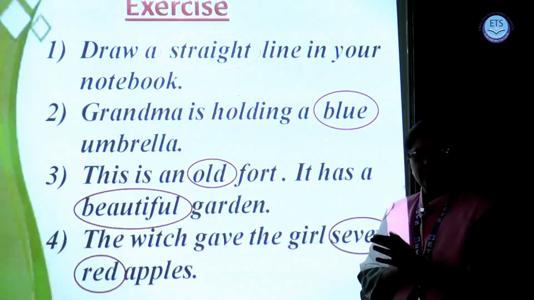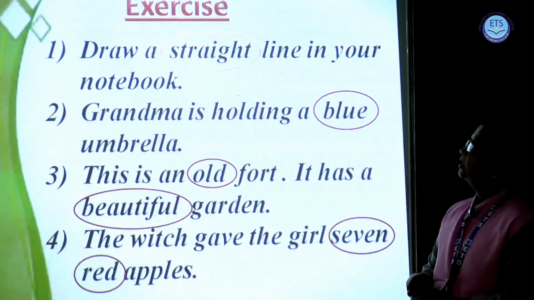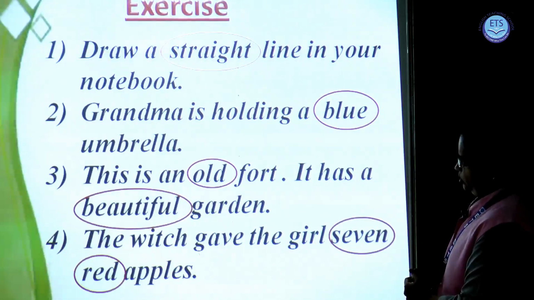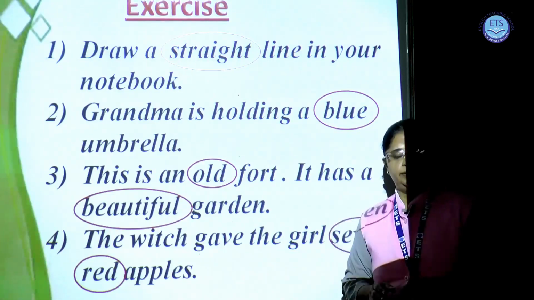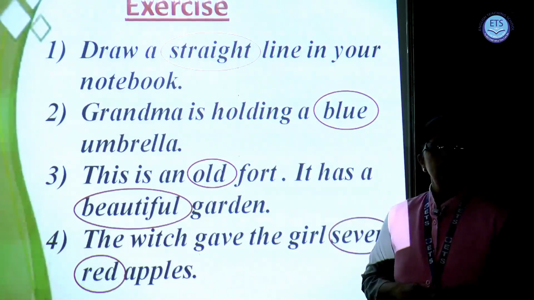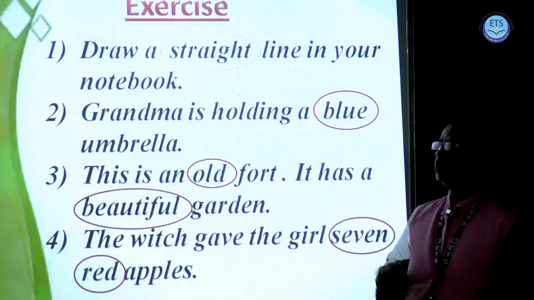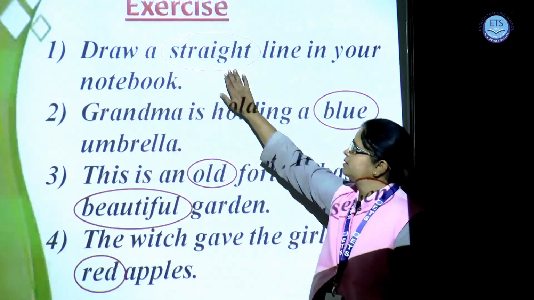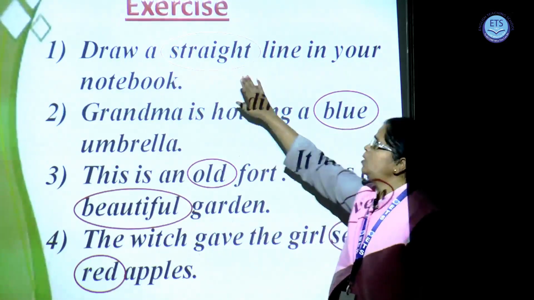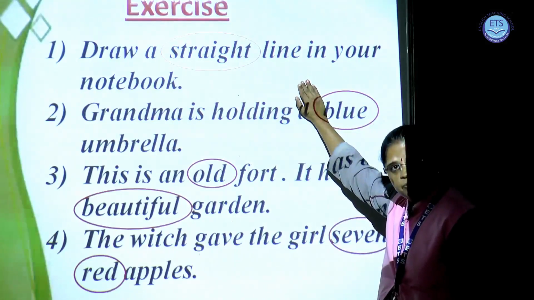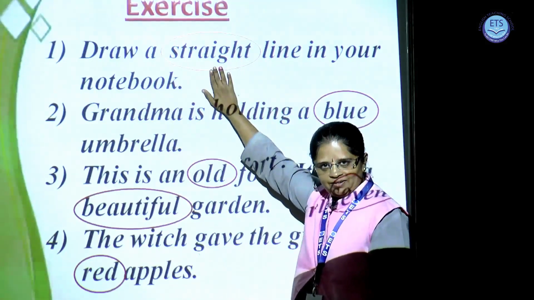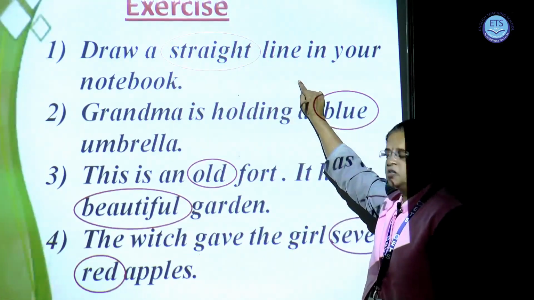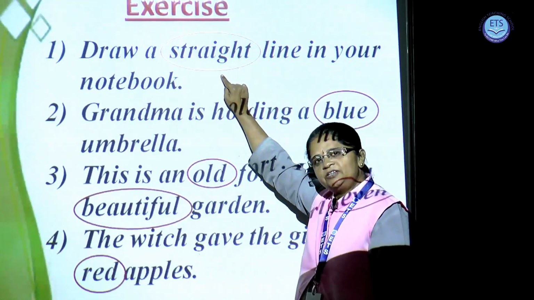Now, let us see the exercise related to our adjectives. The first one is: draw a straight line in your notebook. Now, this is an order or a command which is given to children by a teacher. What does the teacher tell the kid? That they have to draw a straight line. She tells them that you have to draw a line, but how the line should be? It should be straight. So, straight tells us something more about the line. So, straight becomes an adjective.